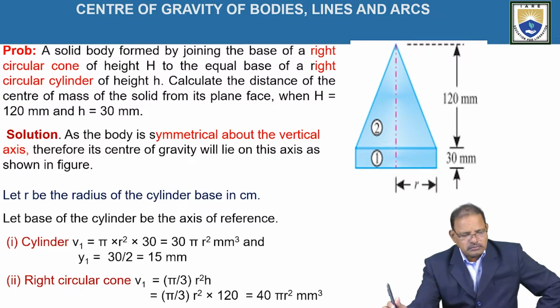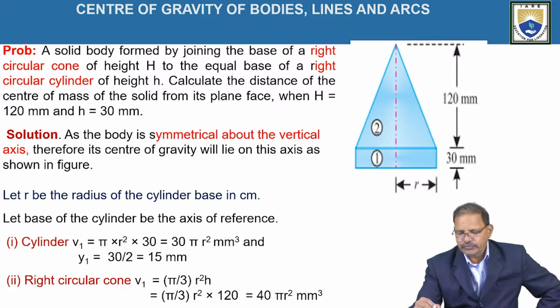Here I am taking one problem now. A solid body is formed by joining the base of a right circular cone of height h to an equal base of a right circular cylinder of height small h. Calculate the distance of the center of mass of the solid from its plane face when h is equal to 120 mm and small h is equal to 30 mm.